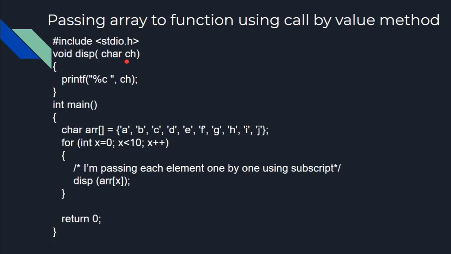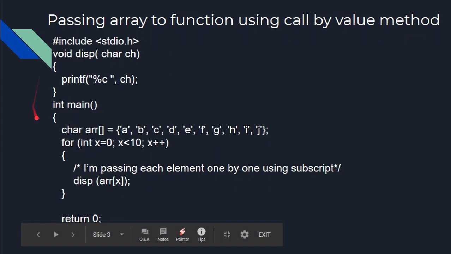Now our concept is that we are going to pass the array to a function. Just as you pass a simple variable such as an integer or a char, it is also possible to pass the array itself. So how to pass the array, both by call by value as well as call by reference? This example will show you how to use call by value.